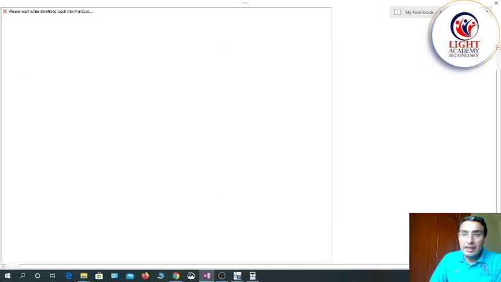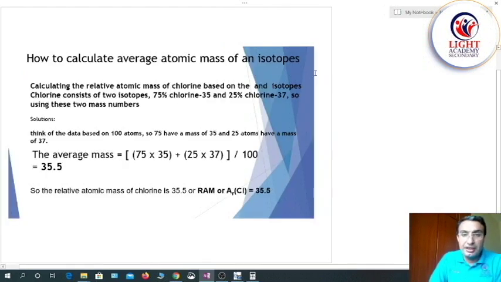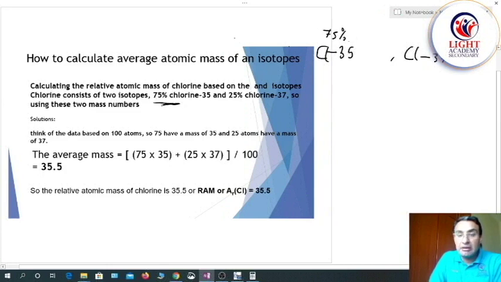Here I have another example. Chlorine has two isotopes. One chlorine has an atomic mass of 35, another chlorine has an atomic mass of 37. How about their abundance? In the question, the chlorine which has 35 atomic mass is 75%. On the earth, 75% of the chlorine has 35 atomic mass, and 25% of the chlorine has 37 atomic mass. So which one is written in the periodic table?